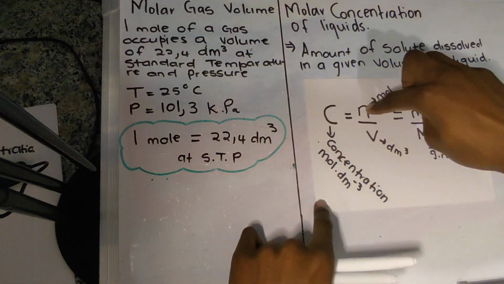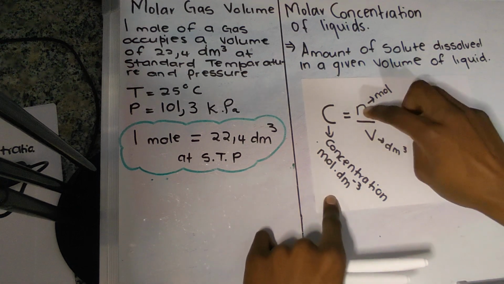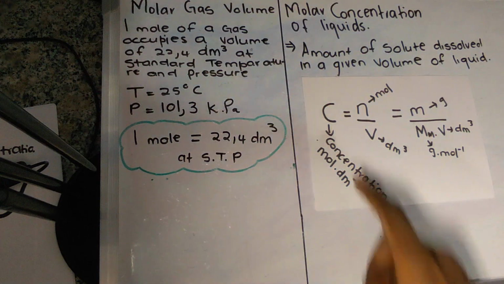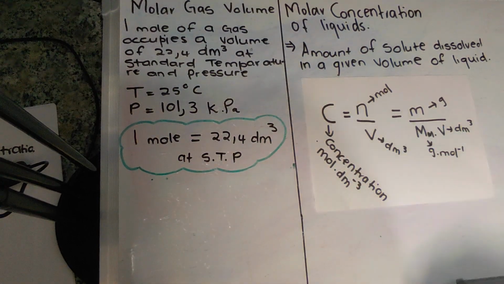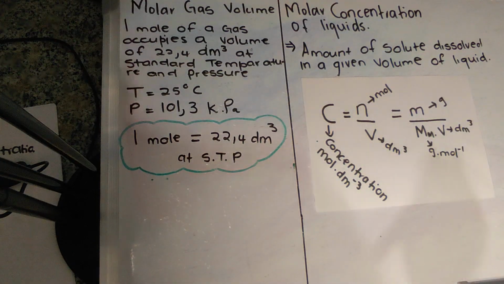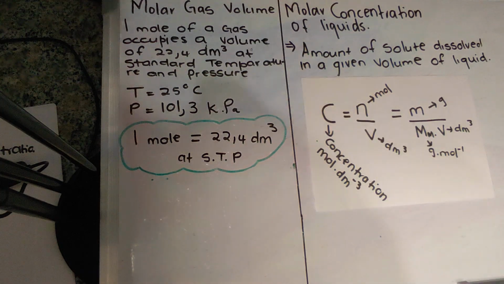So we dissolve a solute in a given volume of a liquid. So the amount of a solute dissolved in a volume of a liquid. So C is the concentration, and it is measured in mole per decimeter cubed. Those are the SI units. And then number of moles over a volume will calculate the concentration.